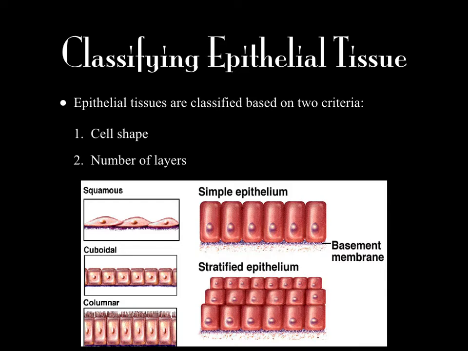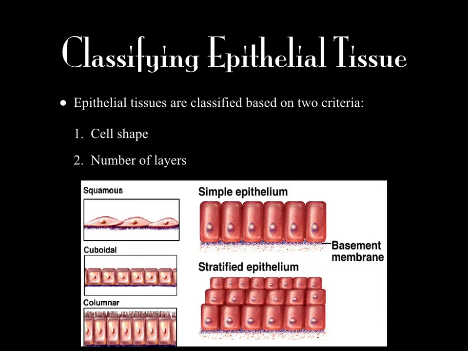The second criterion used to classify epithelial tissues is number of layers of cells. A simple epithelial tissue is composed of a single layer of cells, and a stratified epithelial tissue is composed of multiple layers of cells.